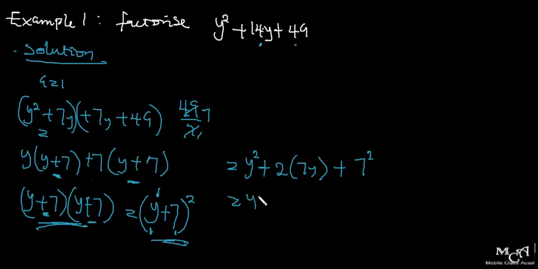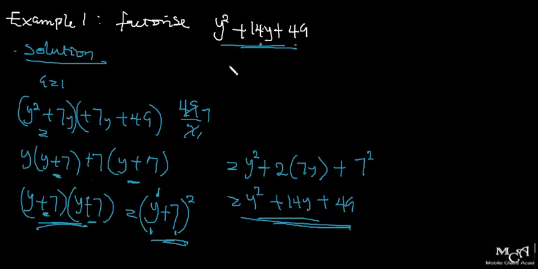Now let's resolve what we have here. We have y squared, 2 times 7y, that will give me plus 14y. Plus, what is the square of 7? 49. Compare what we have here and what we have here. Is it the same? Good. So anytime we look at an equation and we see that it is a perfect square, we notice that this is our first term, perfect square, and our second term, perfect square.